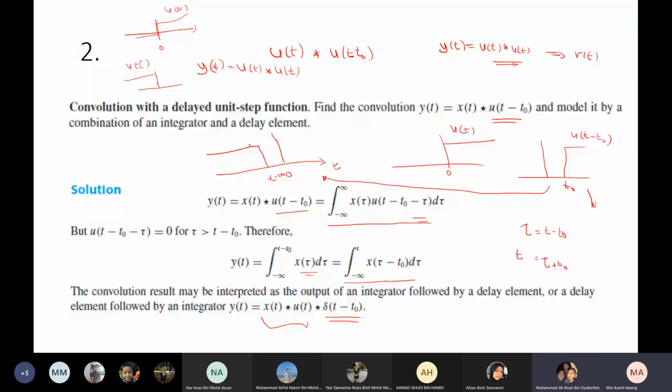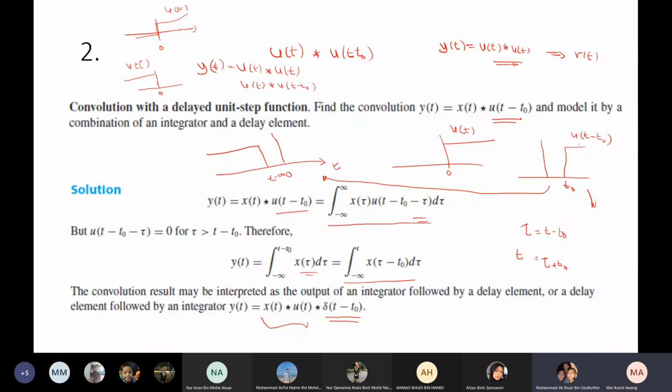So this happens this way at 0 because there's no delay. If there is a delay, if you convolve between u(t) and u(minus tau minus t naught), so u(t minus t naught) is like that. Then after that, when you inverse, it becomes like this.